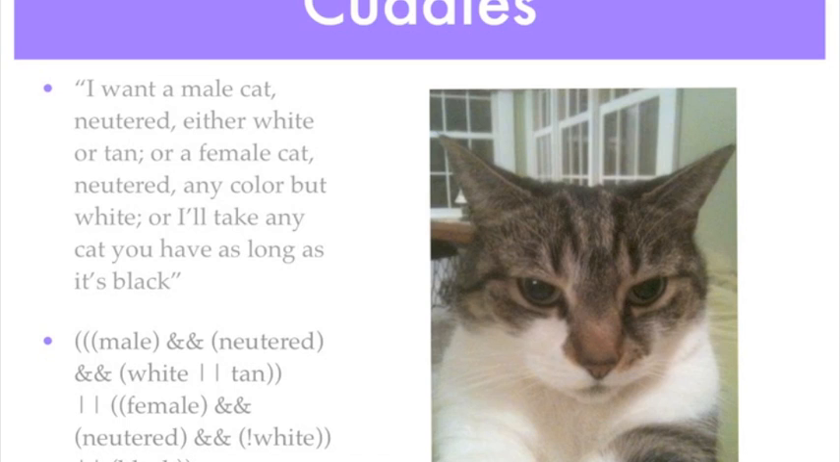Well, the first test is male and neutered and white or tan. Well, she's not male, so she's out on that test. My next test is or female and neutered and not white. Well, she is female, she is neutered, and she's also clearly not white. She fulfills that one. So that test, my cat passes. I evaluate to true in totality. My last test, or black, clearly she doesn't fulfill, but she's already fulfilled female and neutered and not white.